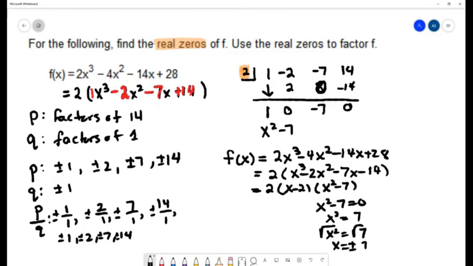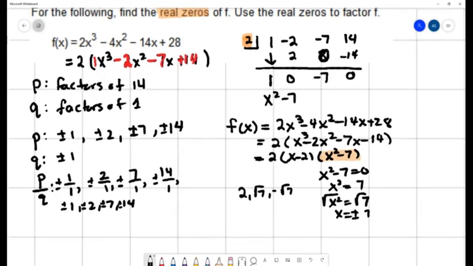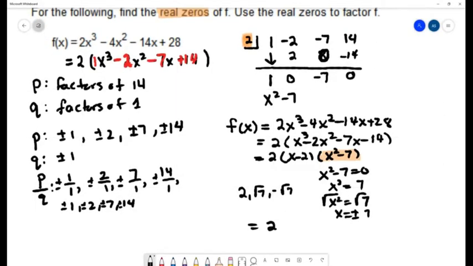Square root both sides and get x equals plus or minus square root of 7. So we've got our zeros of 2, square root of 7 and negative square root of 7. And we want to factor it completely. So this is not completely factored right now. We would factor that as 2 times x minus 2 times x minus square root of 7 times x plus square root of 7.